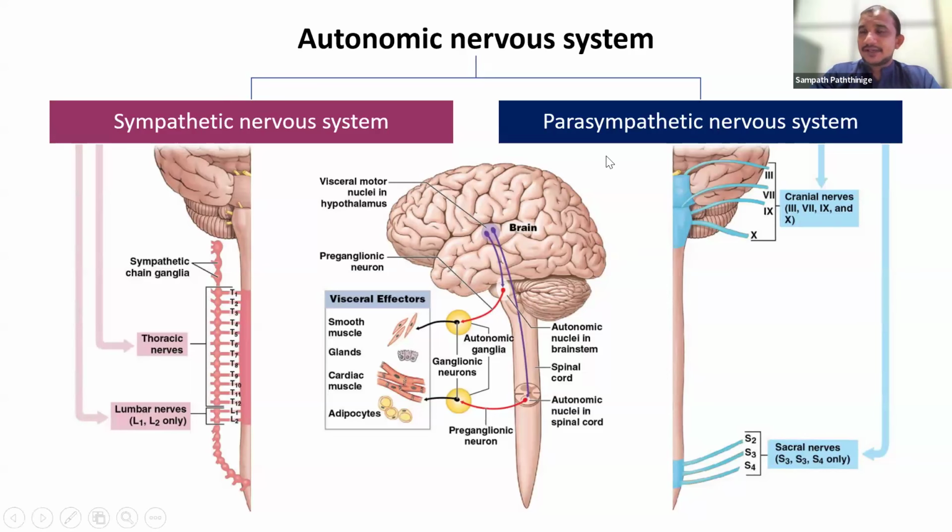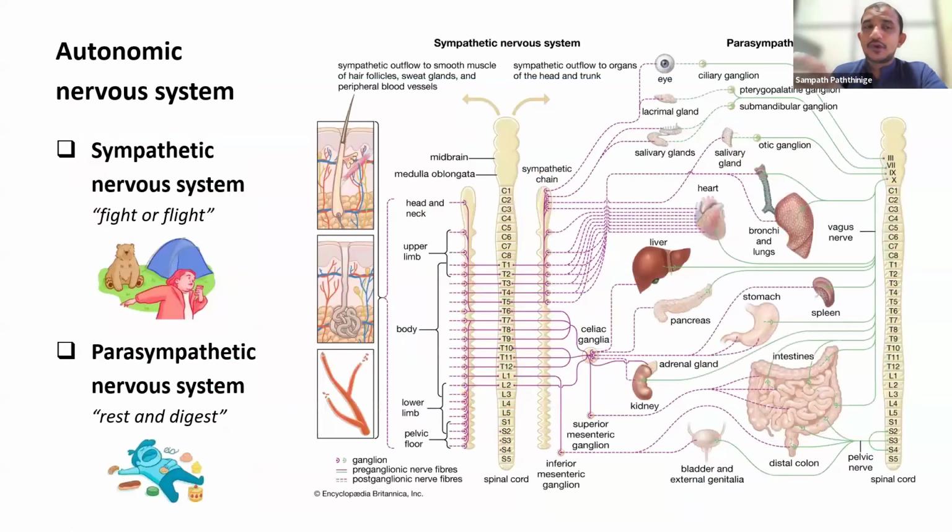So then the parasympathetic nervous system has a cranial outflow which is coming from the third, seventh, ninth, and 10th cranial nerves, and the sacral outflow, that is from the S2, 3, 4 segments, right? So those are the different outflows of the parasympathetic nervous system, and you know what the sympathetic and parasympathetic nervous systems do, right? Yeah, so that is a very quick revision of the outline of the nervous system.